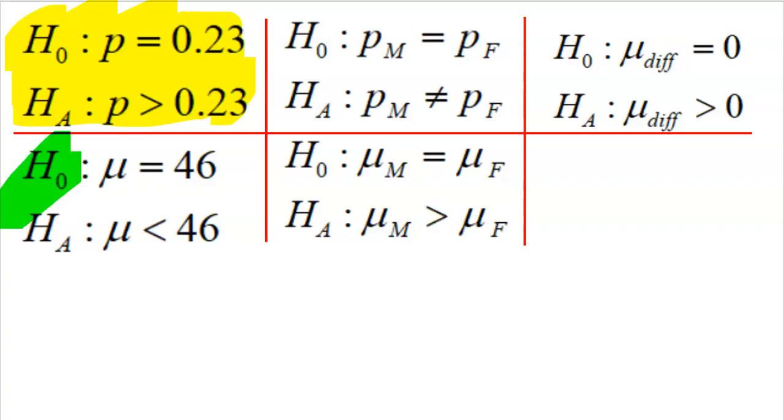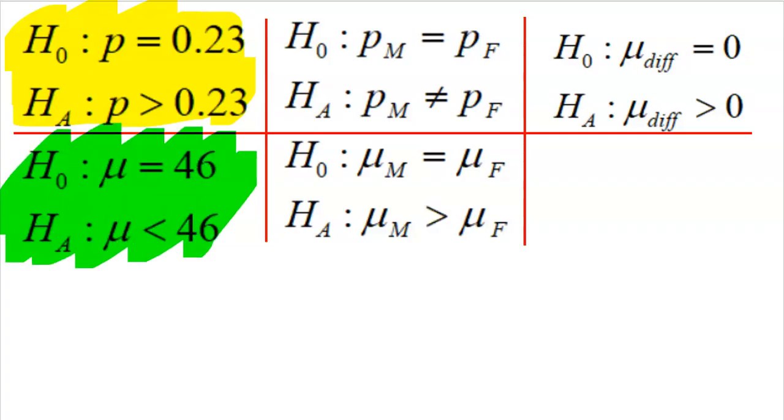I'll highlight in green here. This would be a 1 sample T test for a population mean. So maybe you say, I read that the mean weight of a bullfrog is 46 grams, but boy, oh boy, I think that it's less than 46 grams.